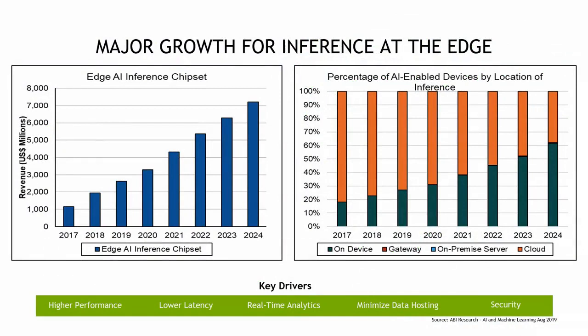Here you can see 2 data points from ABI research showing the rapid growth and adoption of AI at the edge. This is happening for many reasons, including the availability of higher performance processing to run AI, lower latency for AI and real-time analytics, the need to minimize data transfer and hosting costs, and for improved security.